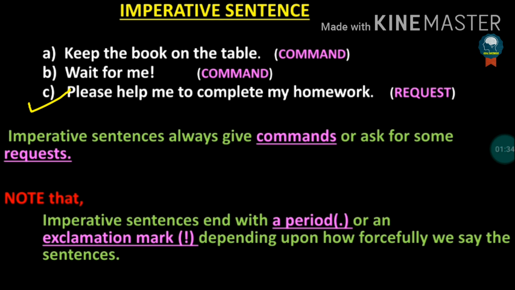Please help me to complete my homework. Here a person is requesting some other person to help him or her to complete his or her homework.